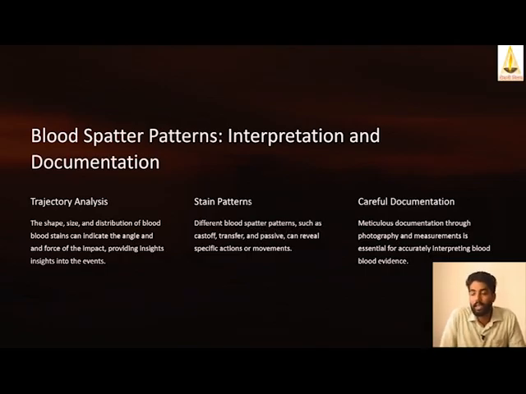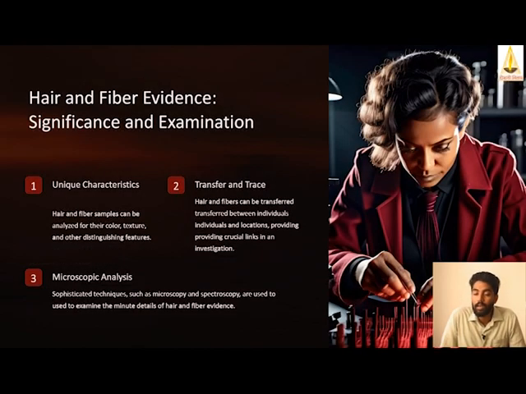And beyond what we mentioned here, hair and fiber found at a crime scene can also be evidence. The significance and examination of hair and fibers involve unique characteristics, transfer and trace, and microscopic analysis. Microscopic analysis is necessary to understand whether those unique characteristics match a suspect, the victim, or anyone who has been present at the crime scene. Moreover, hair and fiber can be transferred between individuals and locations, providing a crucial link in an investigation.